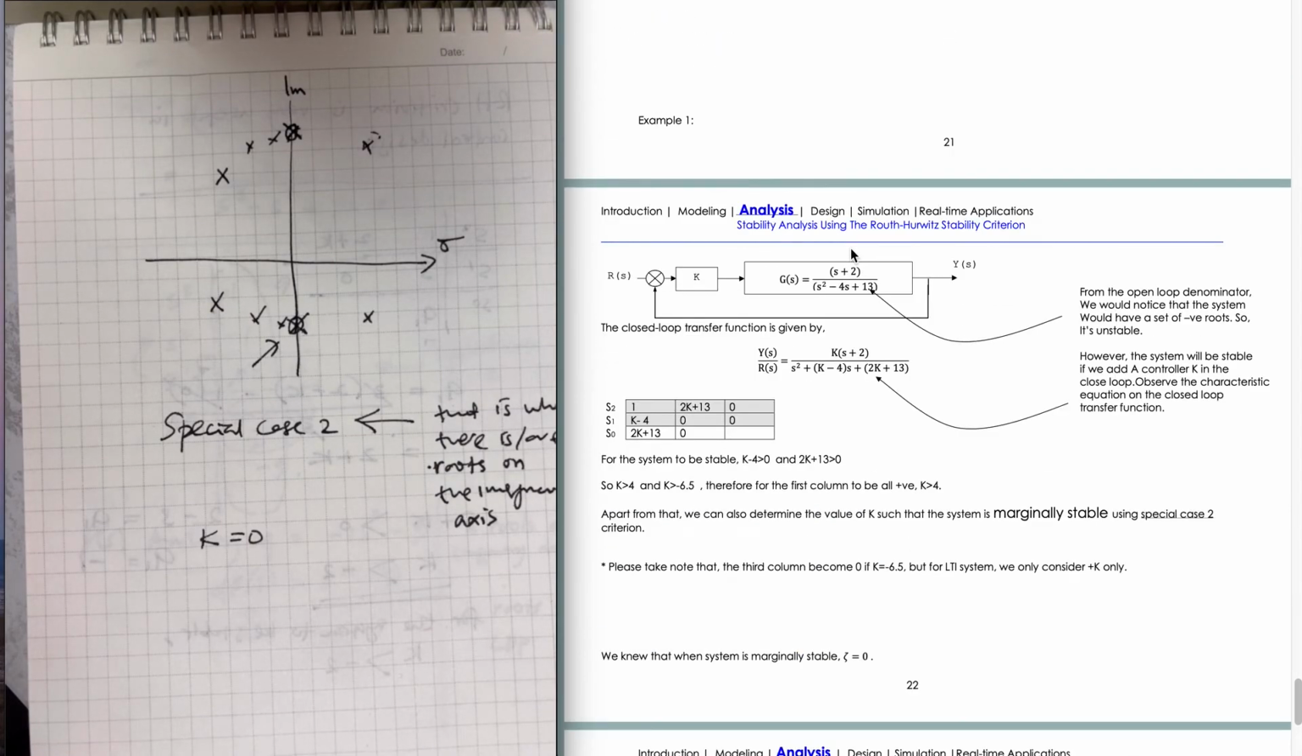I think that is the application of the RH criterion. Other than that, we can determine the stability of any system. We can also determine the range of k, and the critical k value so that the system is marginally stable.